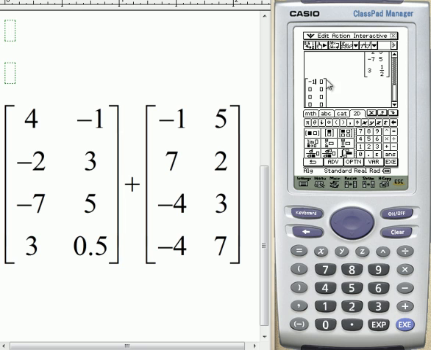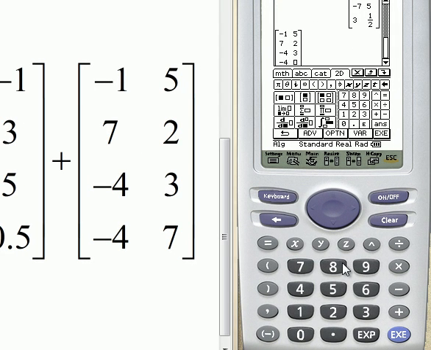-1, and then 5, 7, 2, -4, almost done. Got a 3 here, another -4, and another 7.